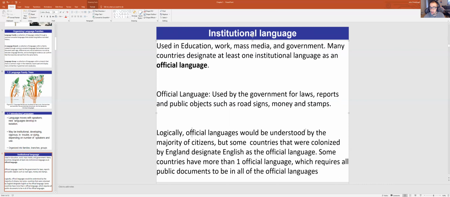And some countries have more than one official language, especially those that have been colonized, which require all public documents to be in all of the official languages. So for example, if a country has an institutionalized language, which most of them only have one, but if they have an institutionalized language, that means that money and media and government and all the laws and public records have to be in both languages if it's institutionalized, right? Which means it's widely accepted and understood by the majority of people living in a country.